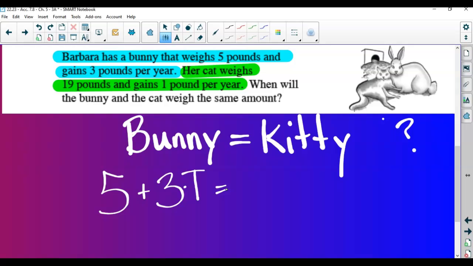And Val, what do we know about the kitty? The kitty is 19 pounds and it gained 1 pound per year. So again, T using that same variable.